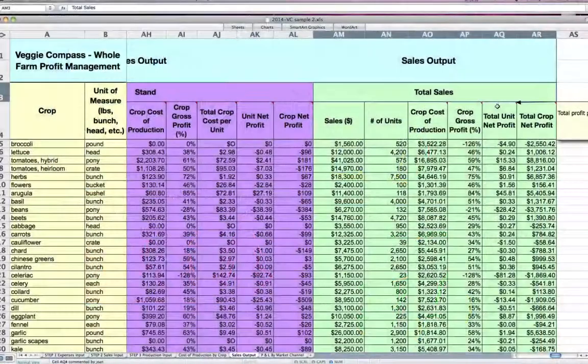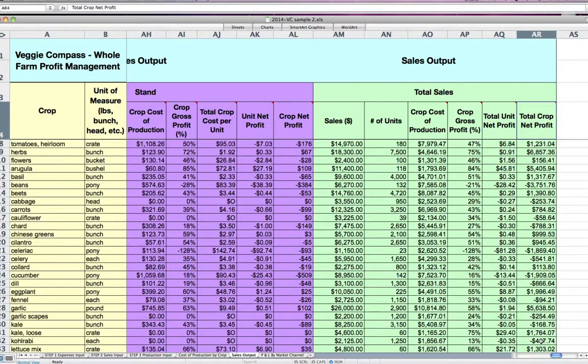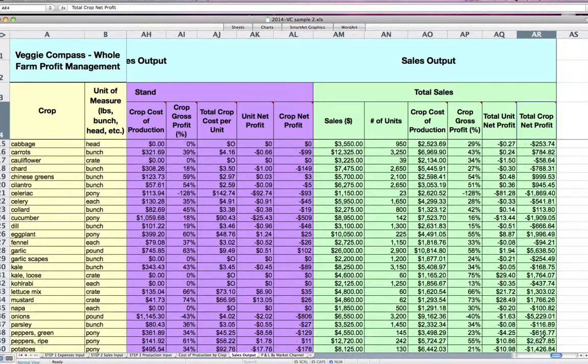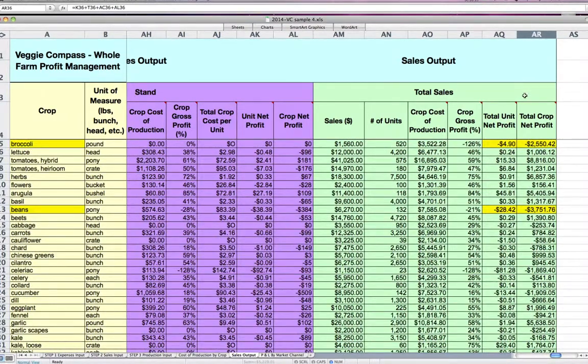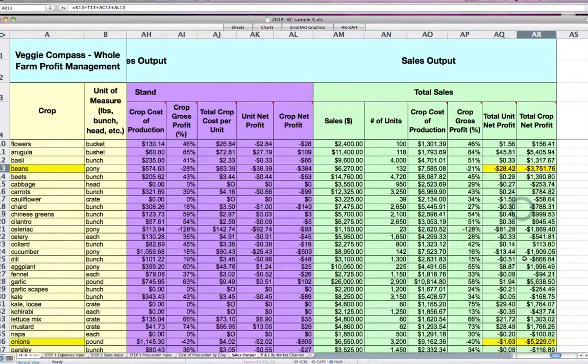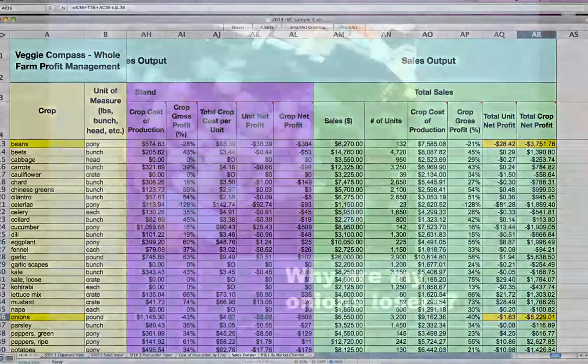So in these last 2 columns, we can look down the list of crops to easily see which crops are profitable or not. Anything above 0 is a definite winning crop. Anything negative is a loser. On my sheet, seeing broccoli, green beans, and onions being so negative, being real money losers, begs the question, why grow broccoli, green beans, and onions?